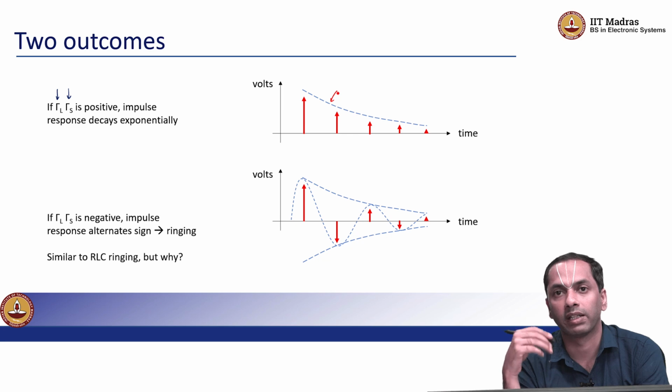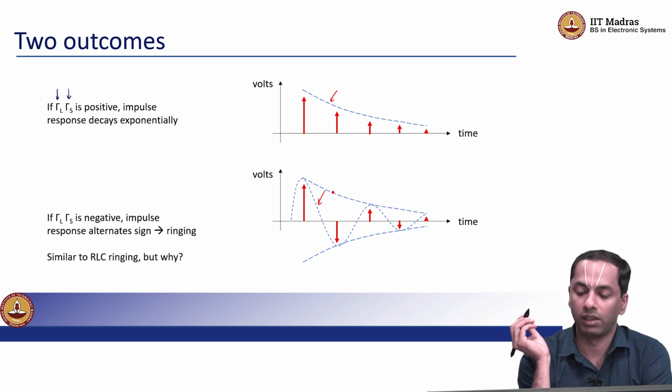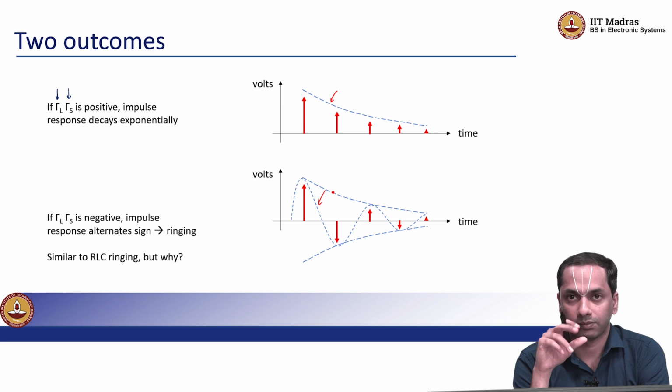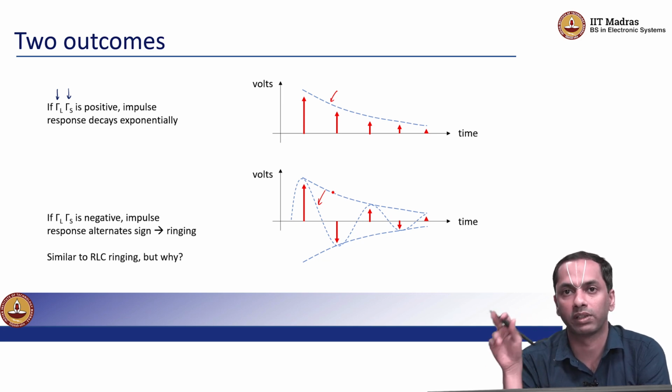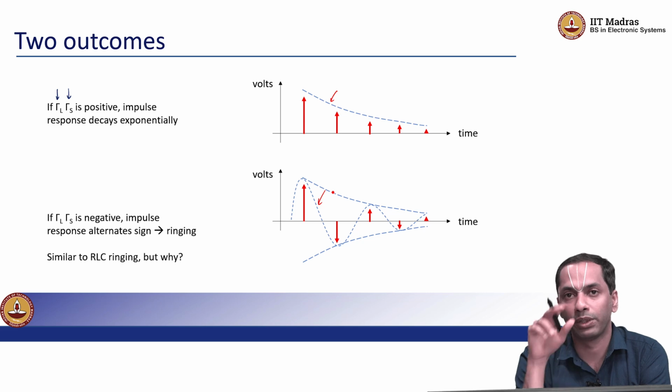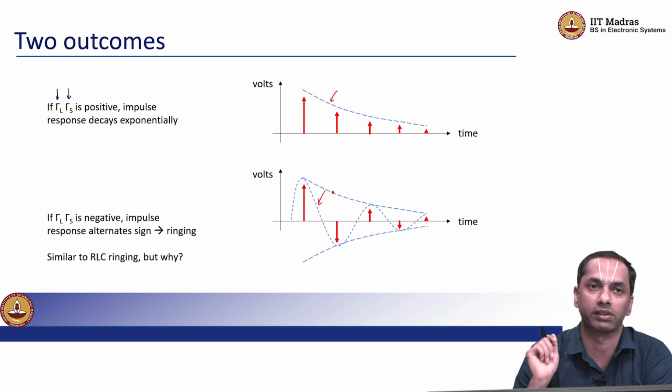They will keep adding in opposite signs, so it will look like a decayed ringing. You can see an oscillatory behavior, but the amplitude of this oscillation is dying down with time. So, the real question is, can we get some intuition? Why are we seeing these sorts of behaviors?